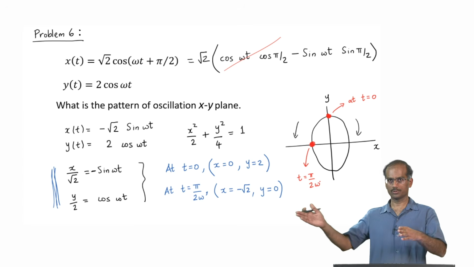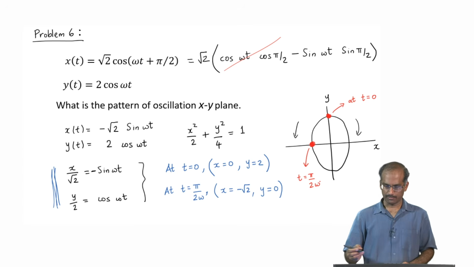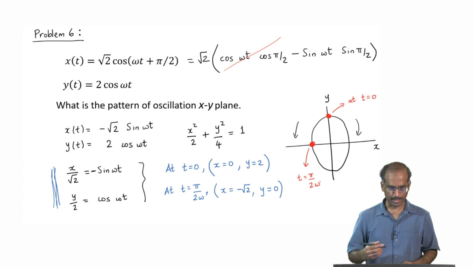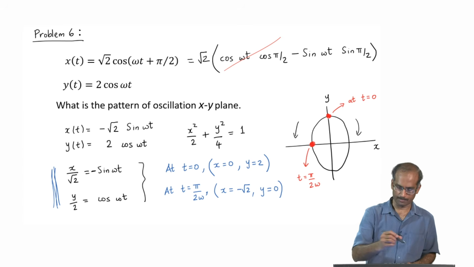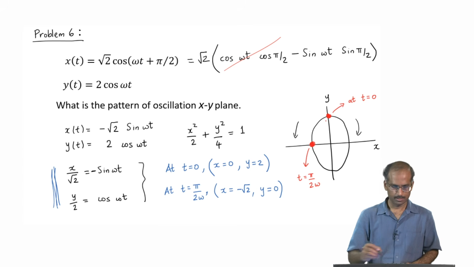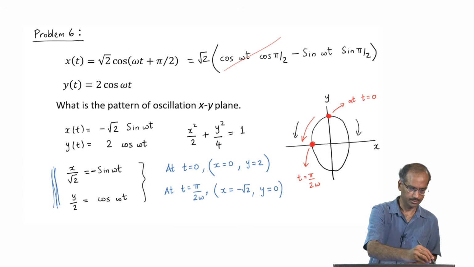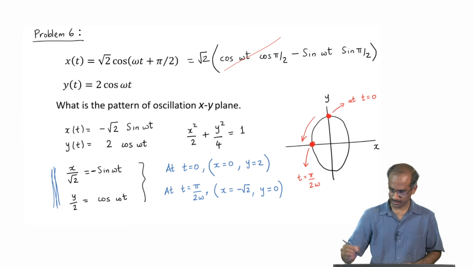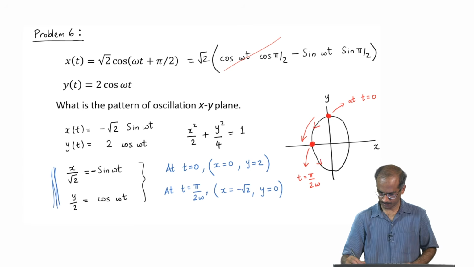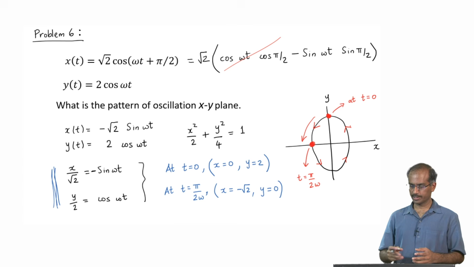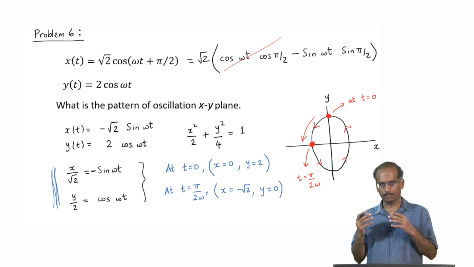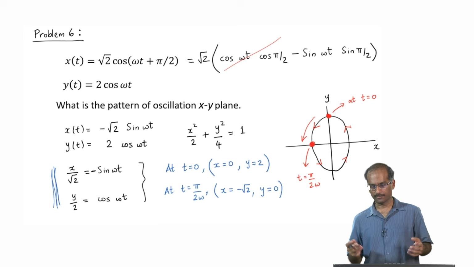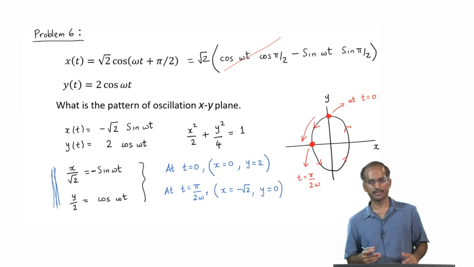So, we are going from 0 to some positive value of time, which means in that intervening time period the particle has moved from this point here to this point. So, the direction of motion is actually this. So, I need to erase this. So, now I can put in the direction of motion. So, by choosing various values of time, you can not only plot the pattern of oscillation in xy plane, but also obtain the direction of motion.